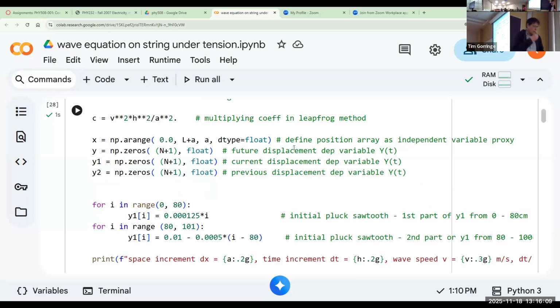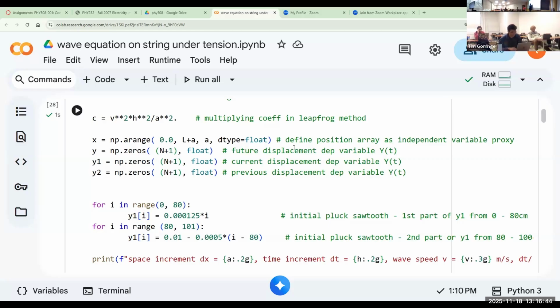Okay. We've got all our parameters defined now. We want some independent and dependent variables or proxies for independent and dependent variables. And we want to set up our initial conditions and boundary conditions. So we've got to do those two things. And then we can do the calculation. So look, here's a proxy for an independent variable. This is the x position along the length of the wire, just defining that.